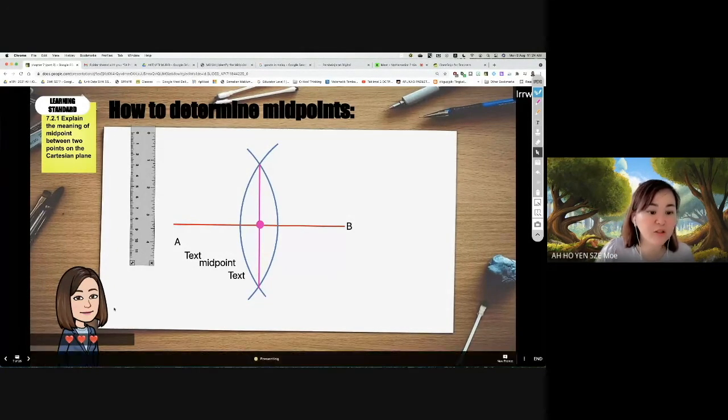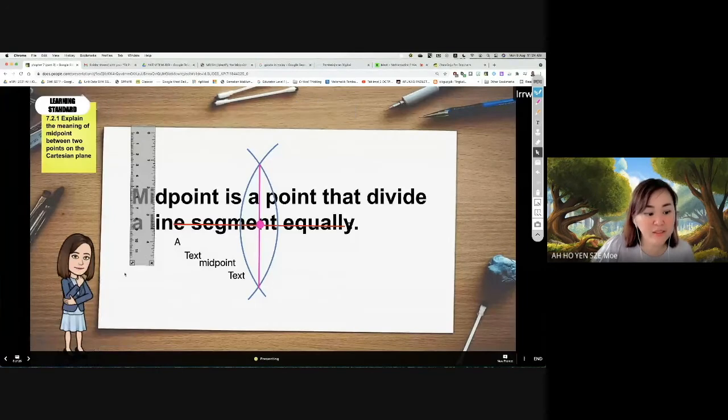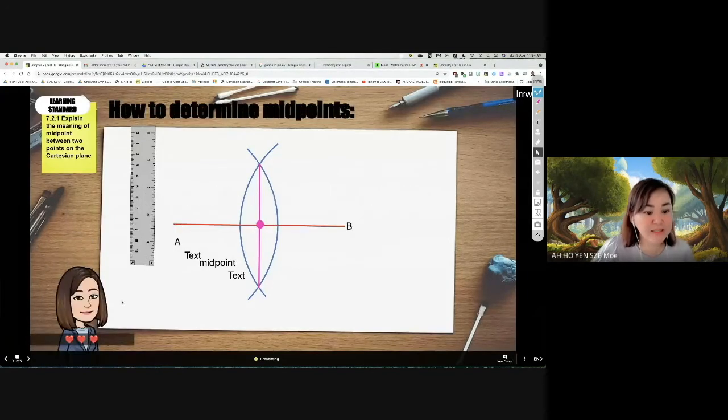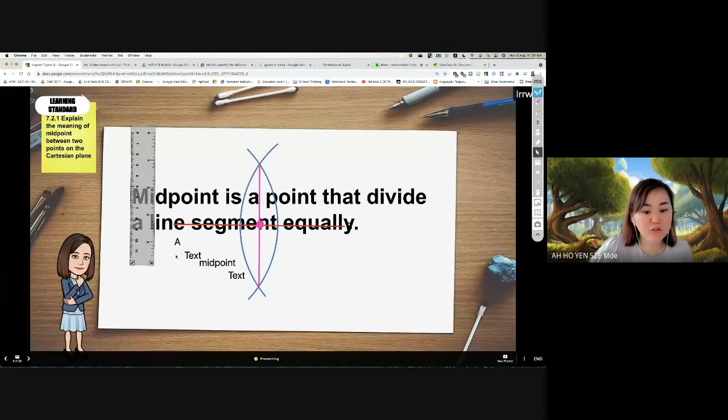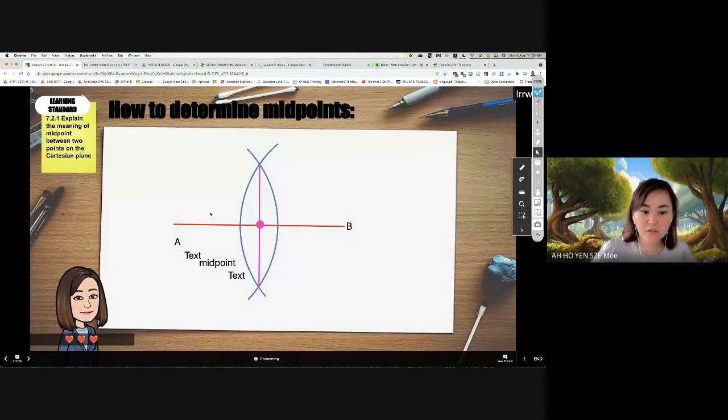If you don't believe, you can use your ruler to measure. Is it equal length? That should be equal length. So this is A, B. This is the midpoint. You can measure by using your ruler. There should be equal length on this side and this side.